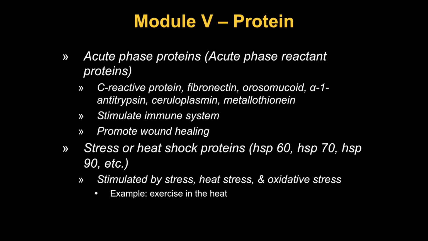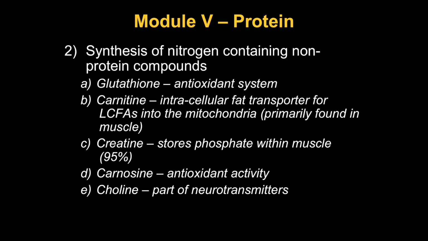We also produce nitrogen-containing non-protein compounds. So we use the nitrogen from some of the amino acids that we just ingested, and then we produce these non-protein compounds. Glutathione is one of those. That's part of an antioxidant system. It protects us against free radicals. We also have carnitine, which transports fat into the mitochondria.